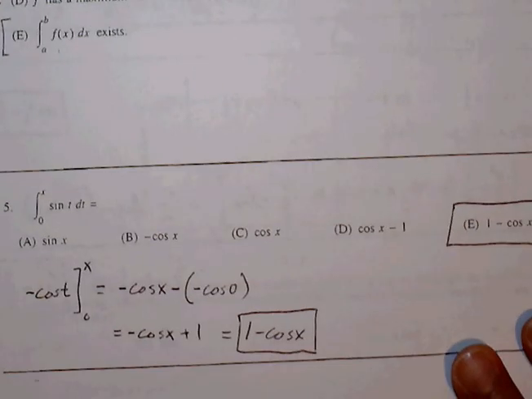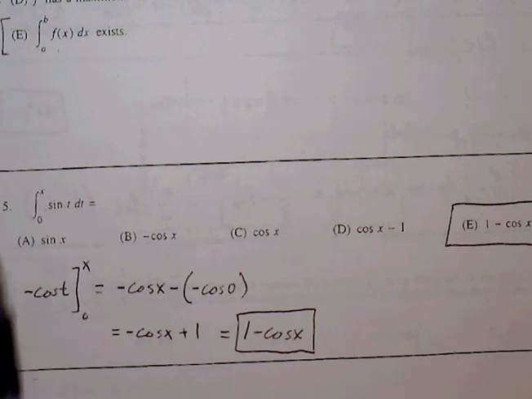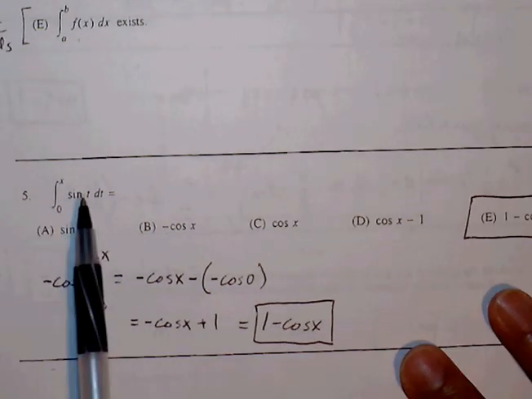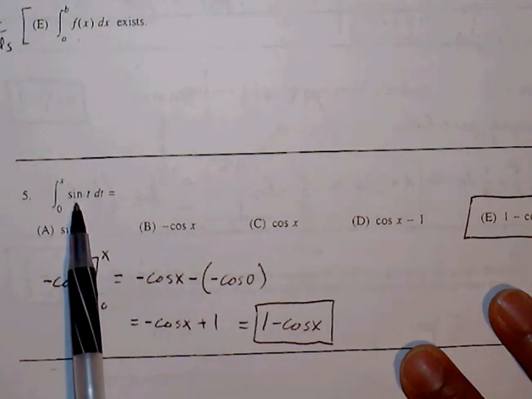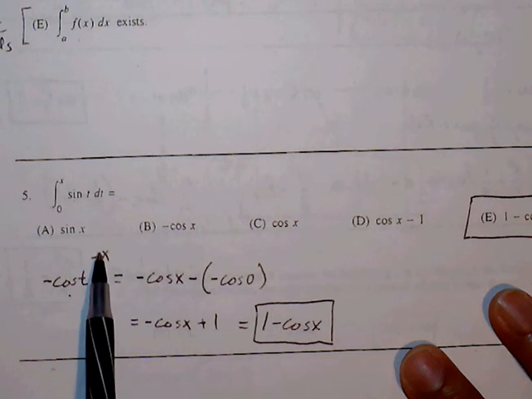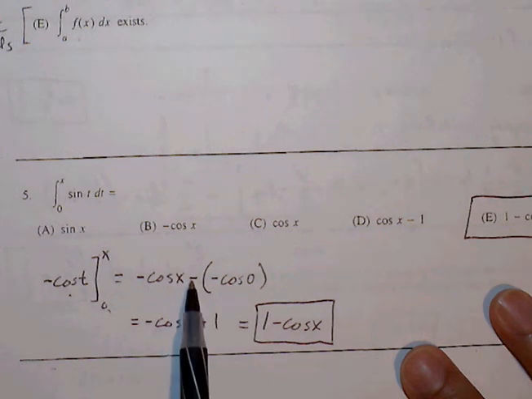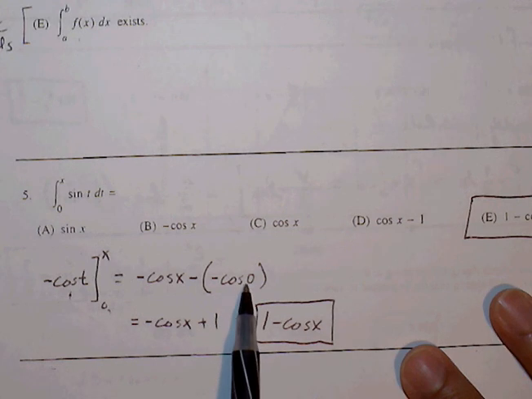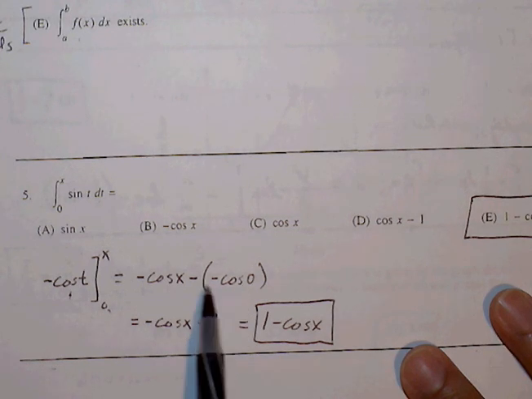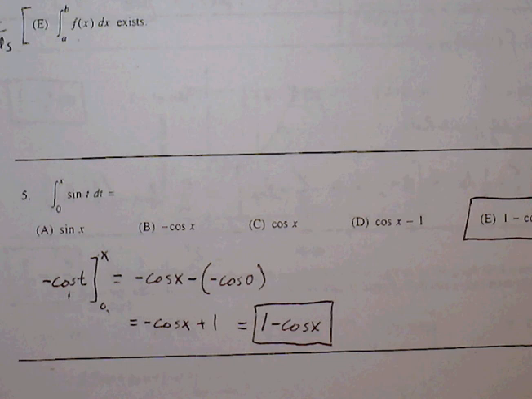Right, number 5, the definite integral of sine of t dt from 0 to x. So this is a pretty straightforward problem where we just find the definite integral between 0 and x. So the integral of sine of t is negative cosine, and then we have our bounds 0 and x. We plug in the upper bound first, so we get negative cosine of x minus, now we plug in the lower bound, negative cosine of 0. Negative cosine of 0 is just 1, and so the two negatives will cancel out, so we get negative cosine x plus 1, which is simply 1 minus cosine of x.